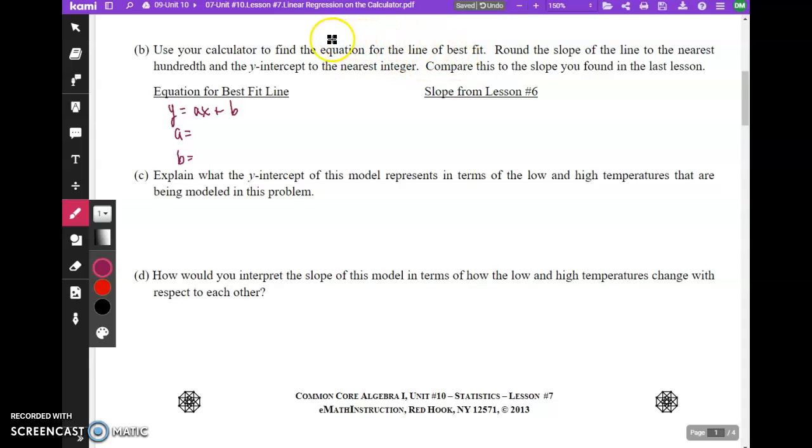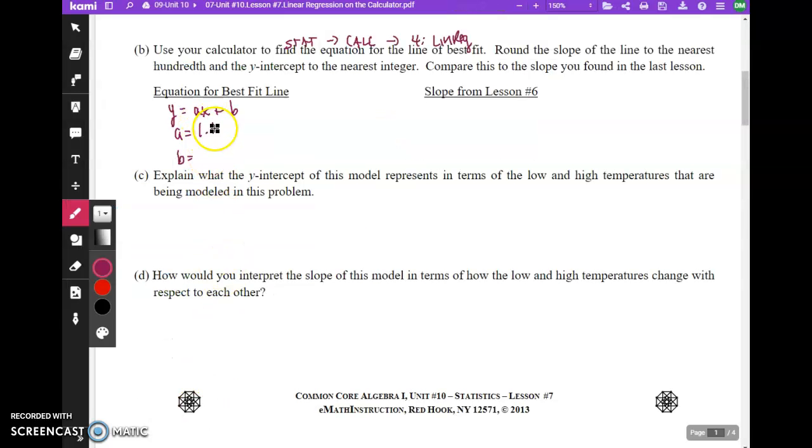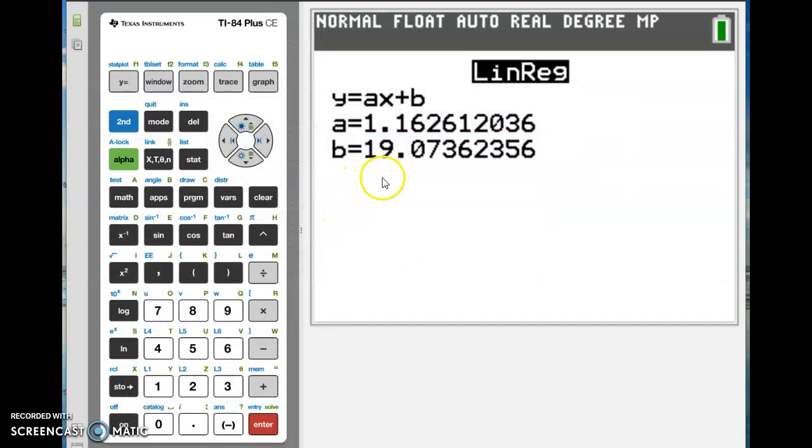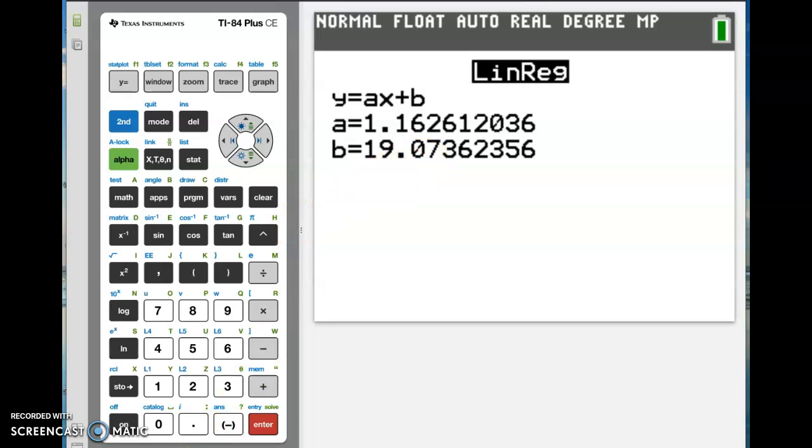That's the regression. So that was stat, calc, and then number 4, linear regression. That's what we wanted. Okay, and it says round the slope of the line to the nearest hundredth. The slope was a, so that's going to be 1.16. And b is going to be rounded to the nearest integer, which is the nearest whole number, which is the y-intercept, is going to be 19. All right, rounded to the nearest whole number.